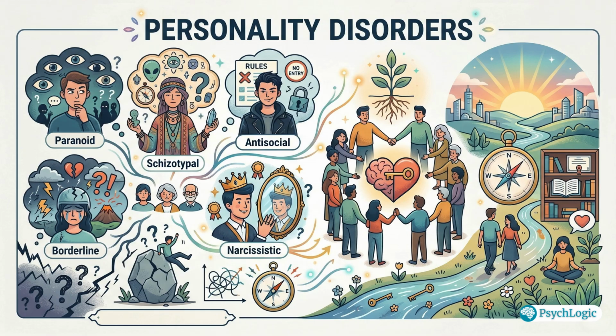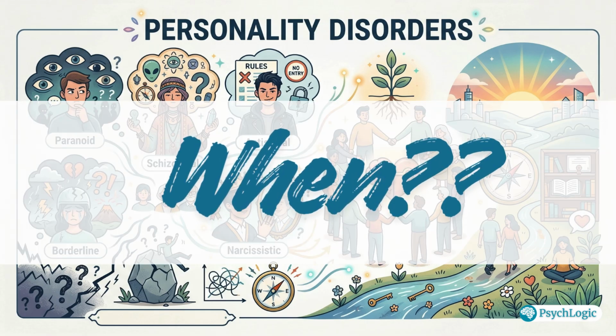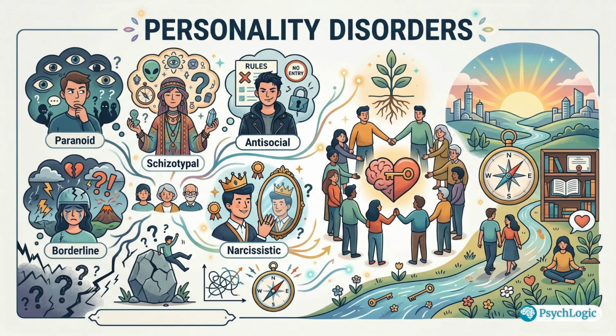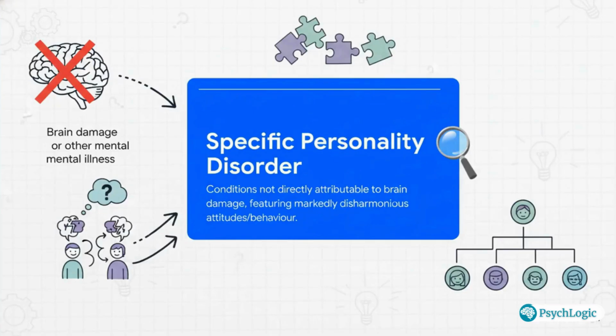Section 1. We're going to figure out exactly when a set of behaviors stops being just part of who someone is and crosses that clinical line in the sand to become a diagnosis. So, according to our source, the definition is really specific. First off, and this is crucial, these conditions aren't caused by something like brain damage or another mental illness. The real heart of the diagnosis is in what it calls markedly disharmonious attitudes and behavior.